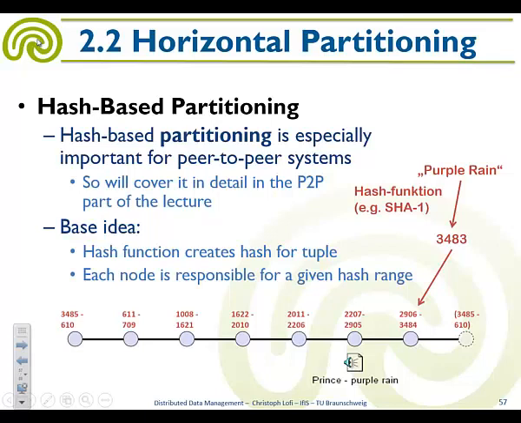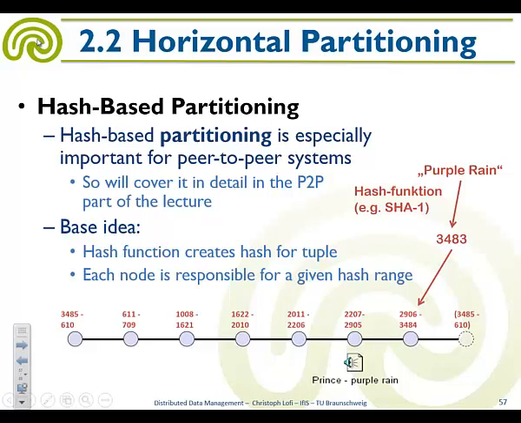A very good thing, which I mentioned already, is horizontal partitioning using hashes. That's super popular in cloud storage systems and peer-to-peer systems, because in these systems you just decide on an attribute, which is a defining label, for example the name of the song or the ID of something, hash it, and based on the hash, you put it to a certain node. In this example, we have the song Purple Rain. We decide on the name as an identifier, so we take Purple Rain, hash it, and let's assume it ends up as a hash of 3483.